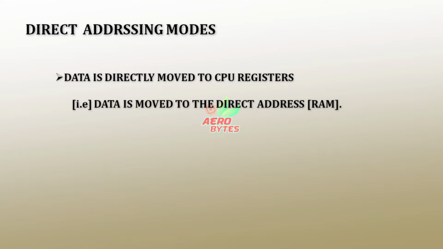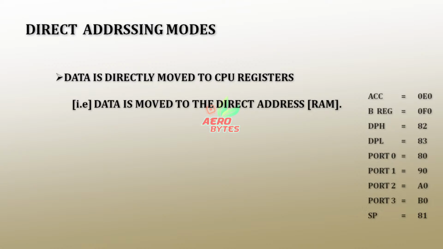See, here the direct address is a part of the instruction. It is clearly mentioned that data is directly moved to the CPU register. Here the CPU registers are mentioned in the form of a RAM address, which means that the RAM address is a part of the instruction.